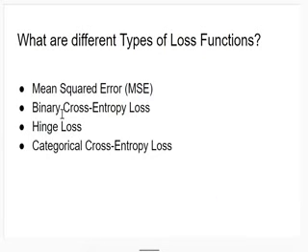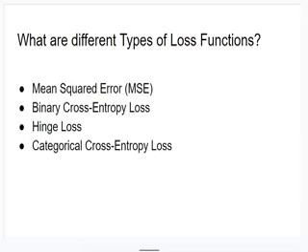Binary cross entropy loss is mostly used in binary classification, and it is the difference or dissimilarity between the predicted probabilities and the actual binary values. So the dissimilarity between the predicted probabilities and the actual binary values is called the binary cross entropy loss. It is mostly used in binary machine learning algorithms, and, for example, neural networks also use this.